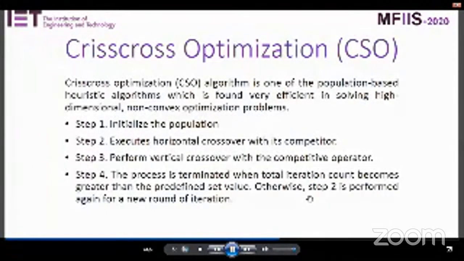Moderation solutions initiated by vertical crossover face a competition with corresponding parental solutions stemming from horizontal crossover. Solutions having better fitness values survive in the new generation.